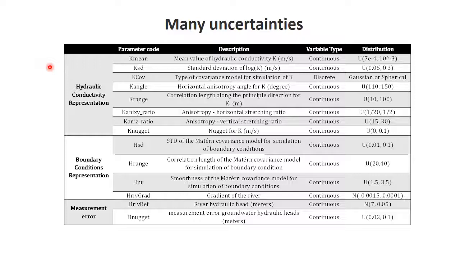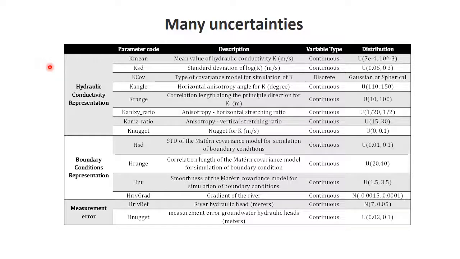Just as I mentioned in the overview presentation, there are many uncertainties we have to deal with. Here we divide the uncertainties into various parts. One has to do with the hydraulic conductivity representation; we have to model the geological system. The other has to do with the boundary conditions in the system, which are uncertain as well. And then, of course, we also have measurement error.